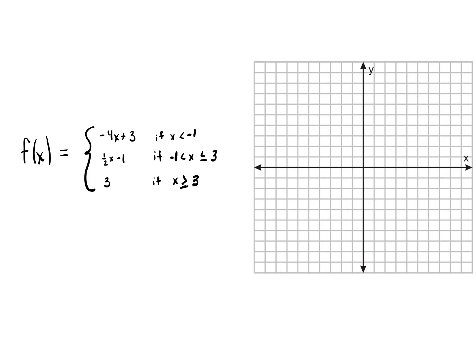Change this around a little bit. I want to do it to where your open circle or closed circle things are right. So change that 3 in the middle to just be less than 3. And then change the negative 1 to be less than or equal to.